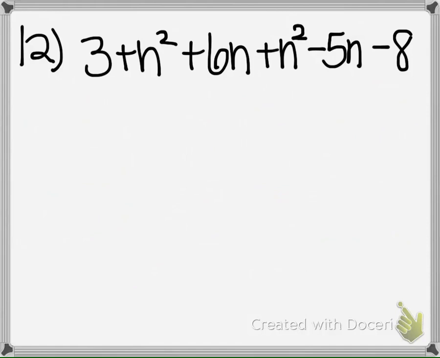Let's go ahead and take a look at example 12. Okay, so here we have terms that have n's. So because this one and this one have exponents, those ones go together because their exponents are both 2. And because this one and this term do not have an exponent of 2, those two will go together.